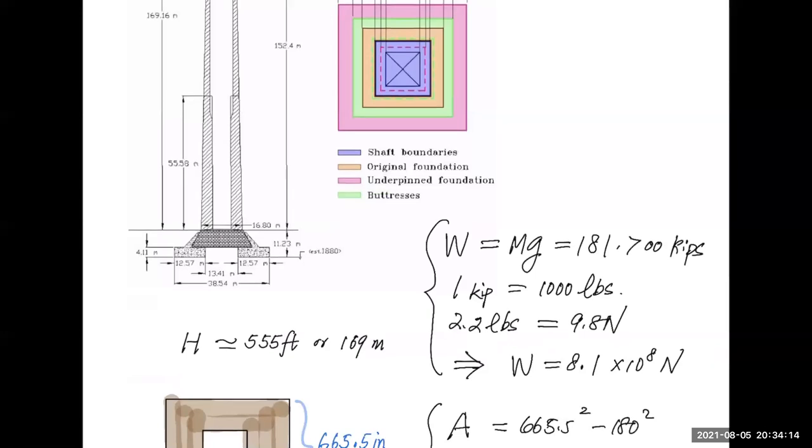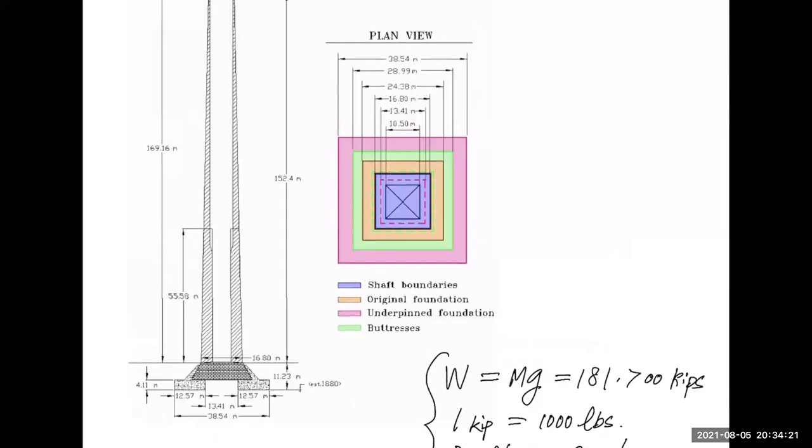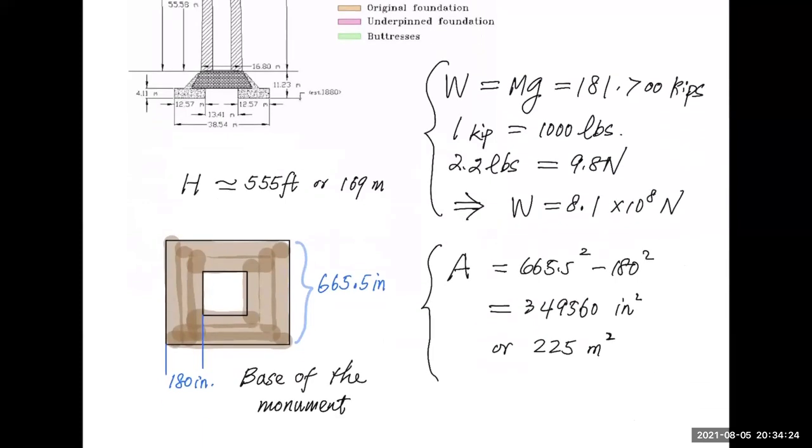Okay, also we need to know the base area. Now this diagram is a little complicated for the base, so we're going to simplify it. Now here's the simplification. You can think of the base as a square with a cutout in the middle. And you can then easily calculate the area of the base. Basically, just take the large square area minus the small square area. These are given in inches. You have to convert that to meters eventually. So you find the area of the base to be 225 meters squared. Okay, that's a pretty large area. The weight is 8.9 times 10 to the 8 newtons. Okay. So that is 810 million newtons sitting on an area of 225 meters squared.